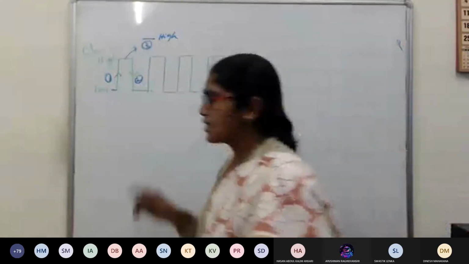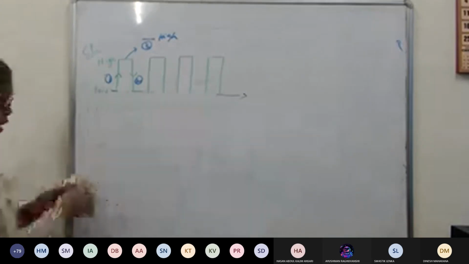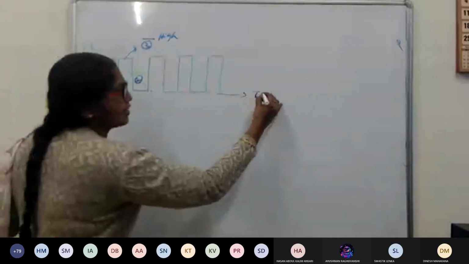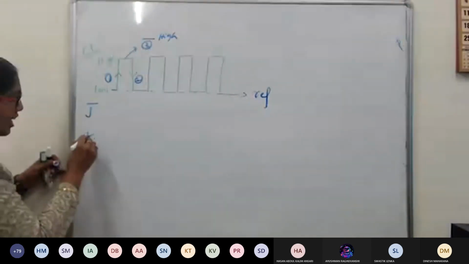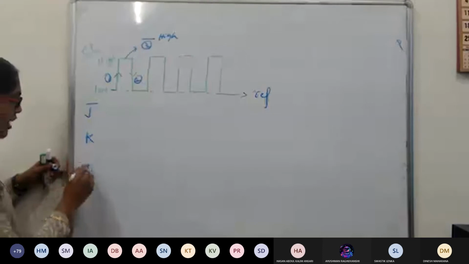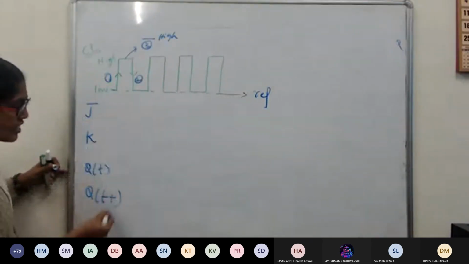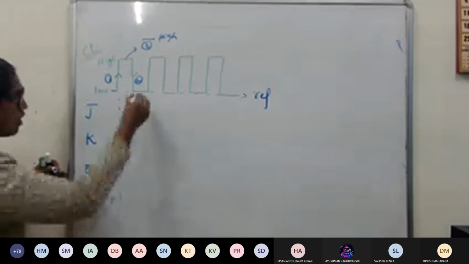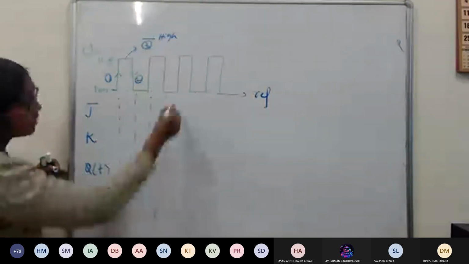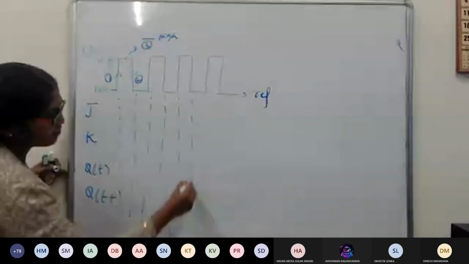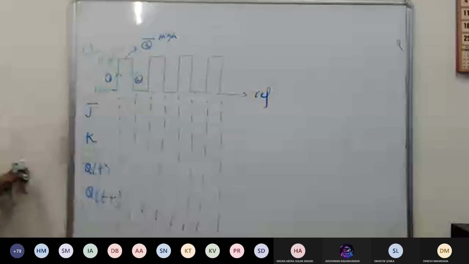Now, the timing diagram is there, no? With respect to the clock pulse, this is called the reference line. This is the clock pulse. Now J, K, for example, I am just giving Q of t plus 1. All these things are to be analyzed with respect to these particular pulses. This is called timing diagram.